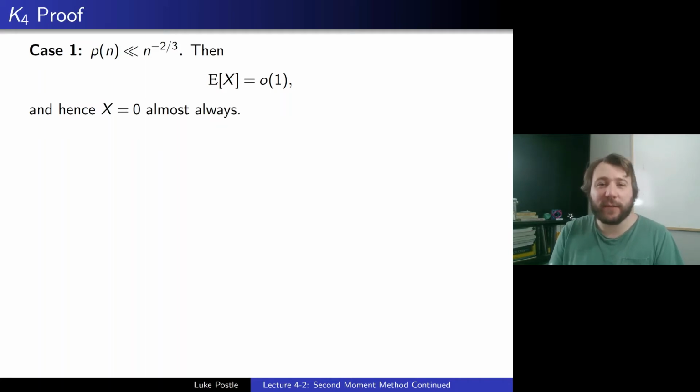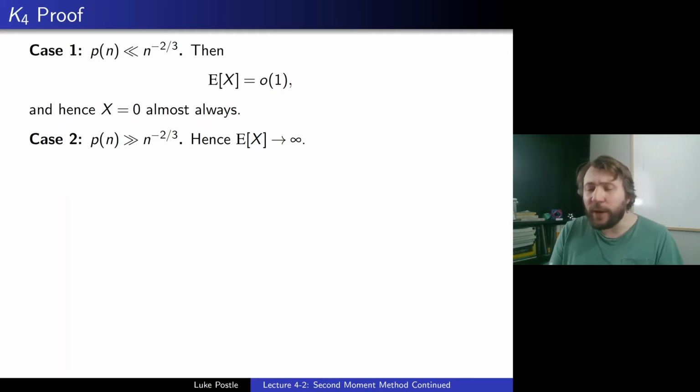And now what else can we conclude? Well, in the second case, we need to assume that p(n) is at least n to the minus 2/3 and try to show that X is greater than 0 almost always. So this is where the second moment method comes in. We'll note that in this assumption, we do have the nice property that the expectation of X goes off to infinity, which is important for that corollary involving the delta star. So we expect as we grow many of these 4-cliques, but we have to actually show that with high probability there's at least one of them.